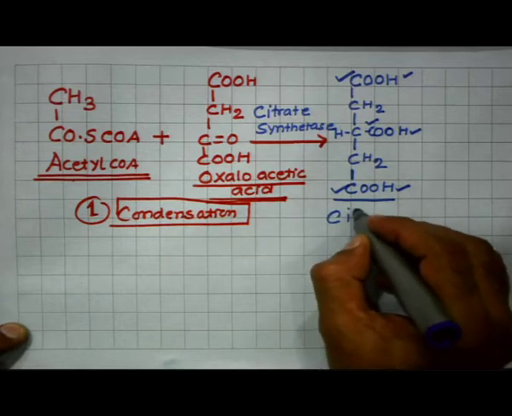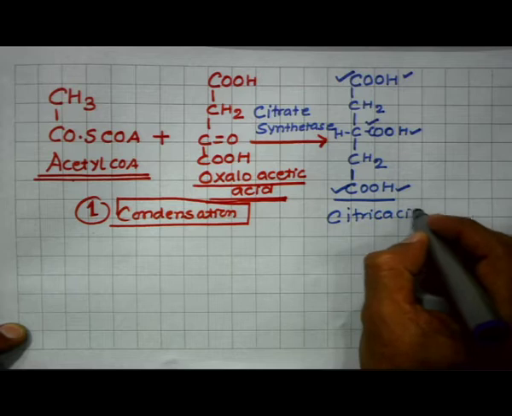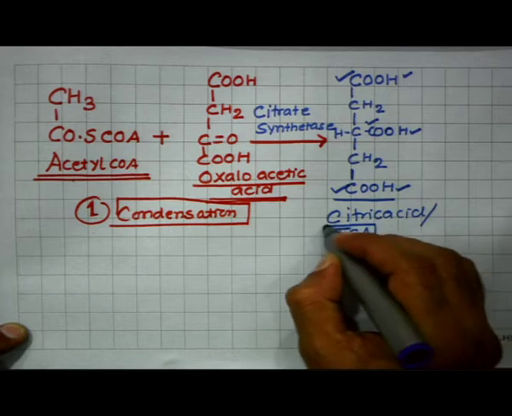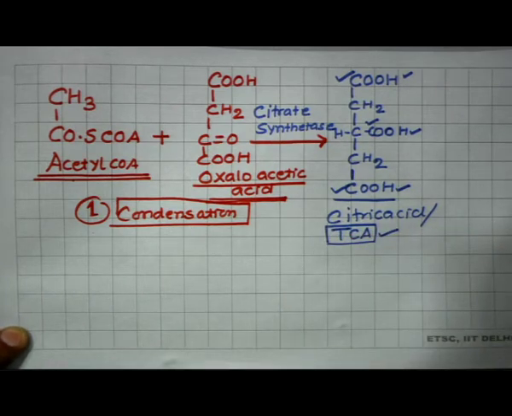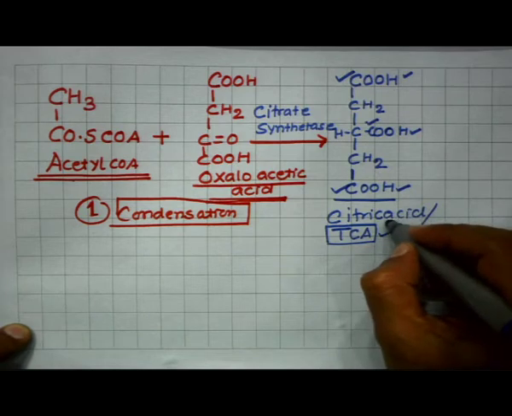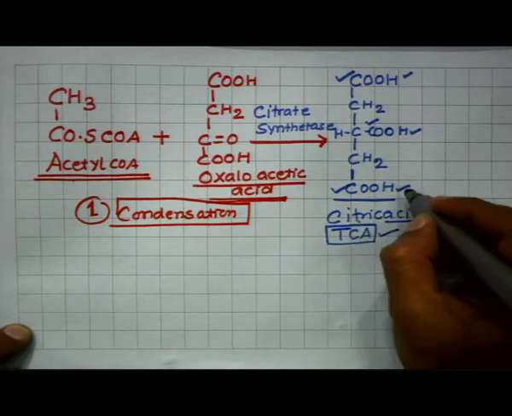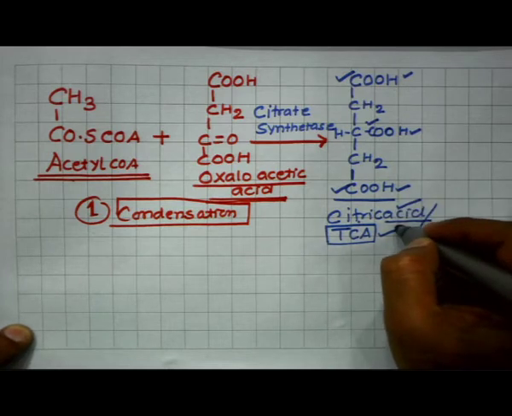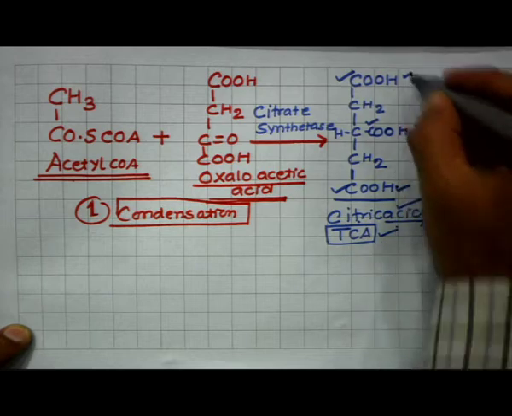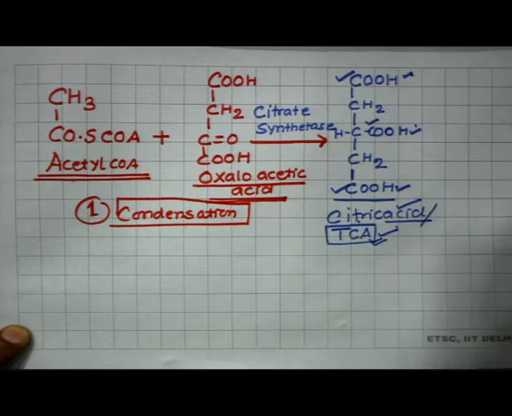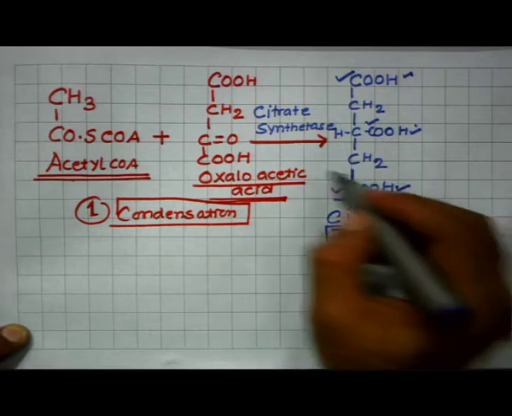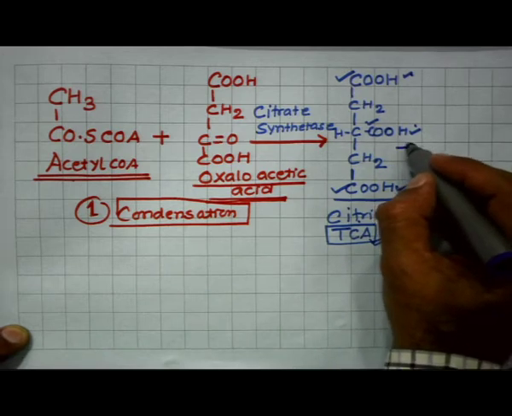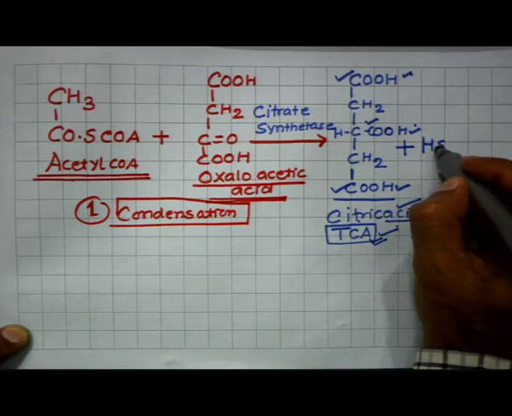So, in case of citric acid, the cycle is called TCA, tricarboxylic acid cycle. So, the Krebs cycle in another way is called the citric acid cycle, because the first product formed after the condensation is citric acid. This citric acid contains 3 carboxylic groups. So, this cycle is called TCA cycle. Now, this oxaloacetic acid is combined with coenzyme HSCoA.